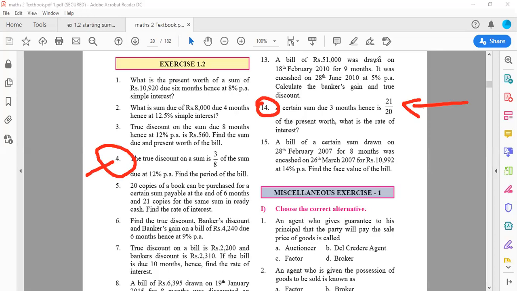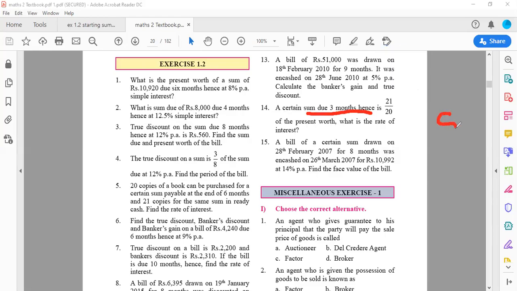We'll just discuss it orally. I'll give you an idea how to start about it so that at least you'll find it easier to solve. A certain sum due 3 months hence is 21/20 of the present worth. What is the rate of interest? So, a certain sum due 3 months hence.